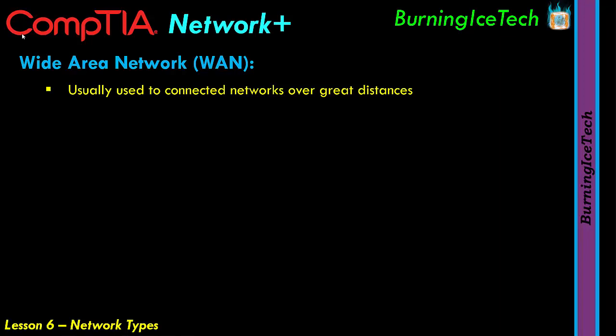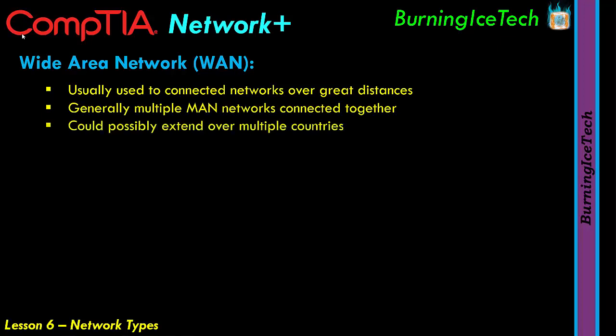So if I've got a MAN in one country, let's call this country X, and I've got a MAN in a different country called country Y, and I want to link these together, what are we going to call that? It's a WAN. It's going to be a WAN. Now, WANs are generally also multiple MANs connected to one another, as you might expect. Obviously, we know that part already. It could possibly extend over multiple countries. Said that part already, but just to re-emphasize. And it's usually, in most cases, going to be way slower than a LAN.